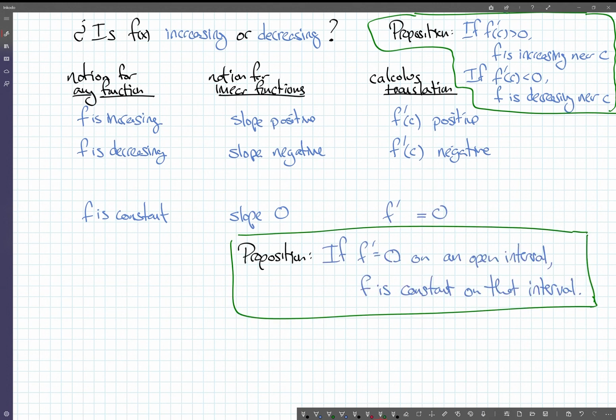Now we should be a little bit careful in stating this fact about derivatives. If the derivative is 0 on an entire open interval, on every point in that open interval, then f is constant on that same interval. This is a little bit different than just checking the derivative at a single point. Here you have to check it at every point of an open interval. But if you do and you get 0, then f is constant there. Of course, those aren't the only two things you can check, increasing versus decreasing or being constant. There's lots of other stuff, but that gives you the flavor.